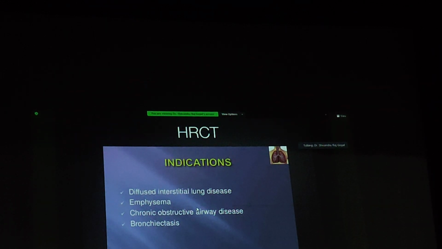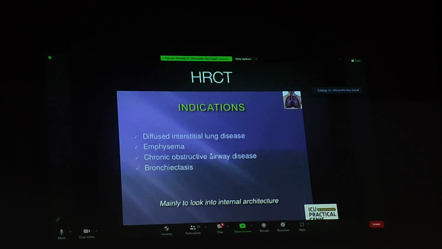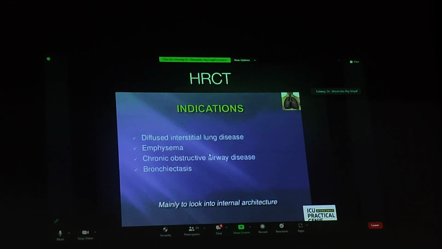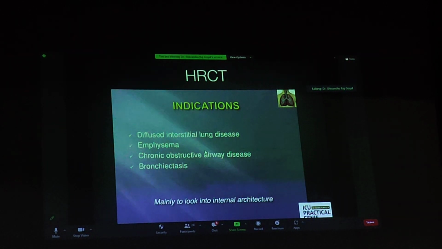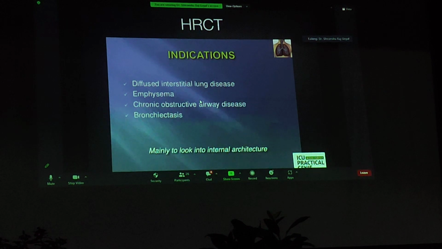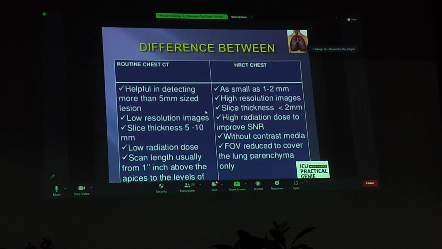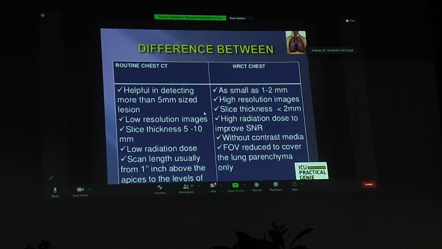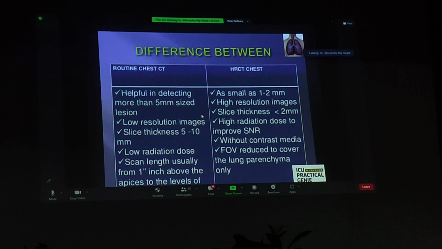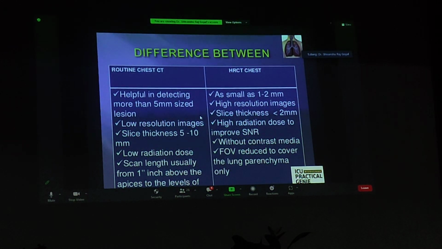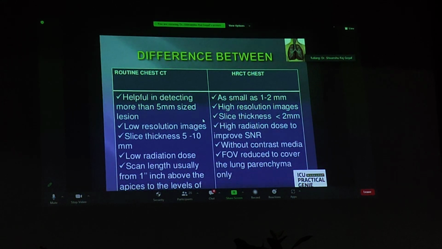So what are the indications for an HRCT? The full form being high resolution CT scan. Mainly diffuse interstitial lung disease, emphysema, COPD, bronchiectasis. So in general, when you have to look into the internal architecture of the lung. So a broad difference between the two: anything where the slice thickness is 5 to 10 mm is a normal CT scan, and when the slice thickness is less than 2 mm, or preferably 1 to 2 mm, that is an HRCT scan.